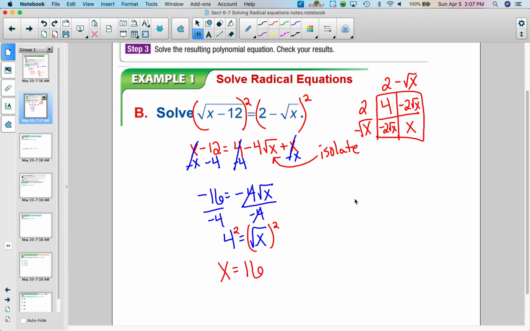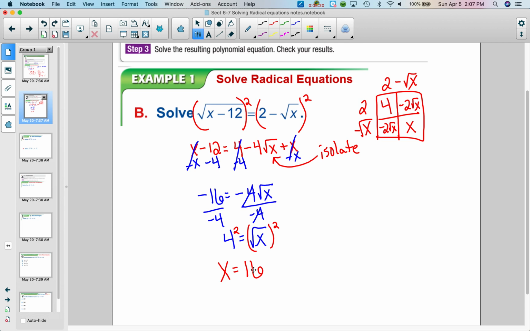So the process, let me run through that again. You isolate one of the radicals, then you square both sides, but in many cases you might have to do a box or FOIL. And then once you do that, you should only have one radical left.